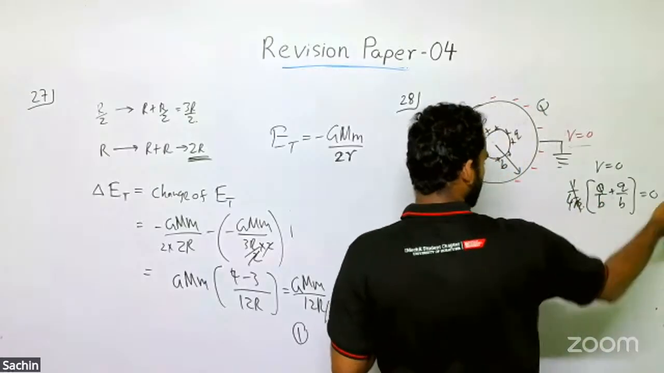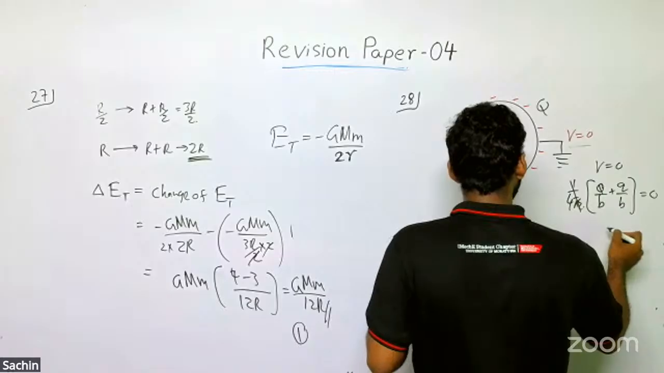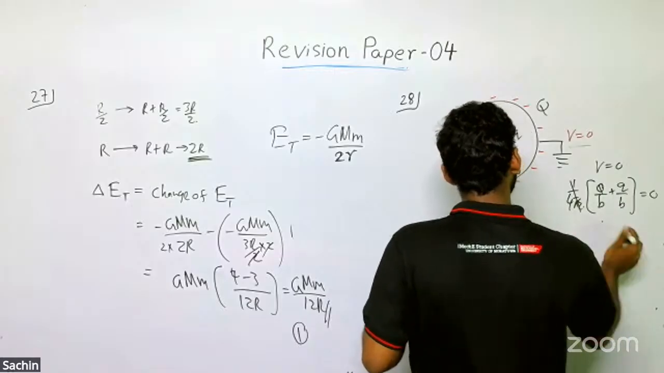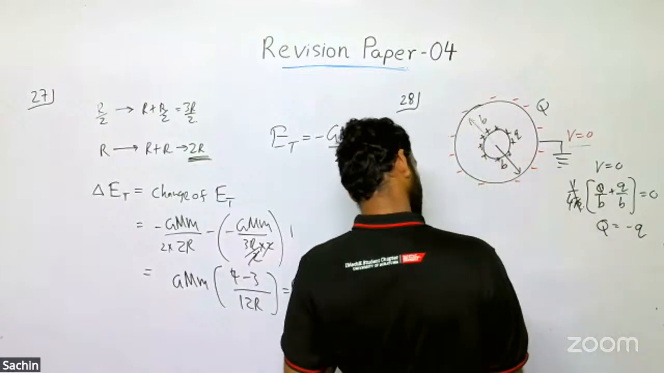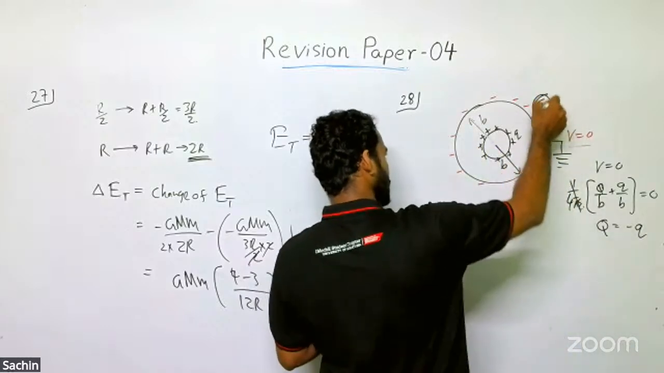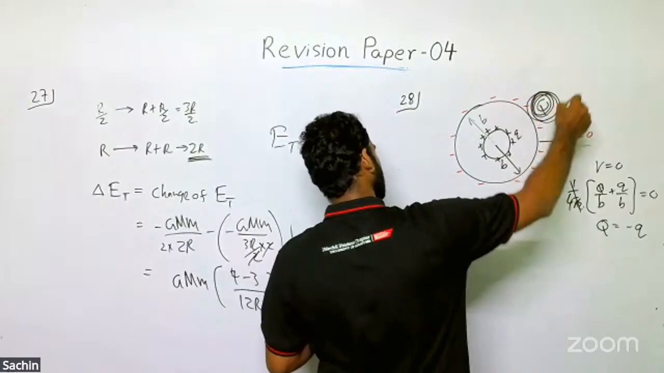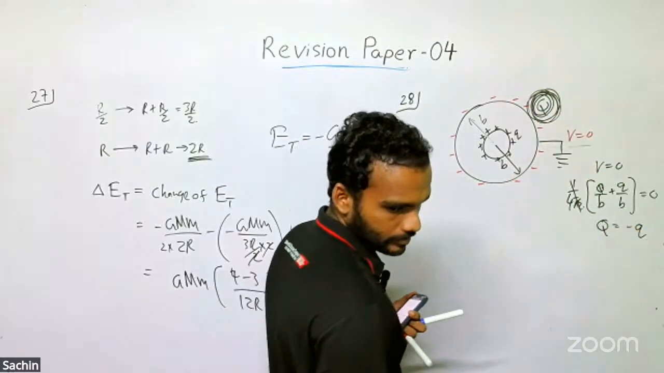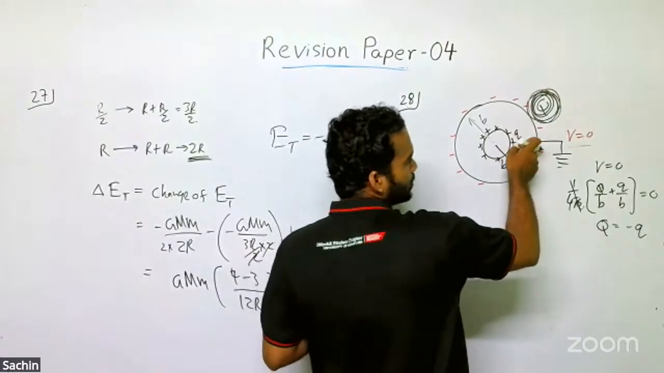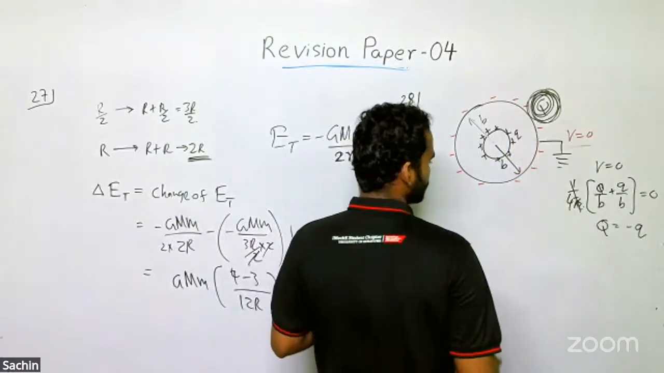So this thing you can cross multiply and it will cancel out, and you can find that plus Q is equal to minus Q. That is the charge induced in the outer surface. The charge induced in the outer surface is equal to minus Q. Okay, that is the same charge but with the opposite sign.